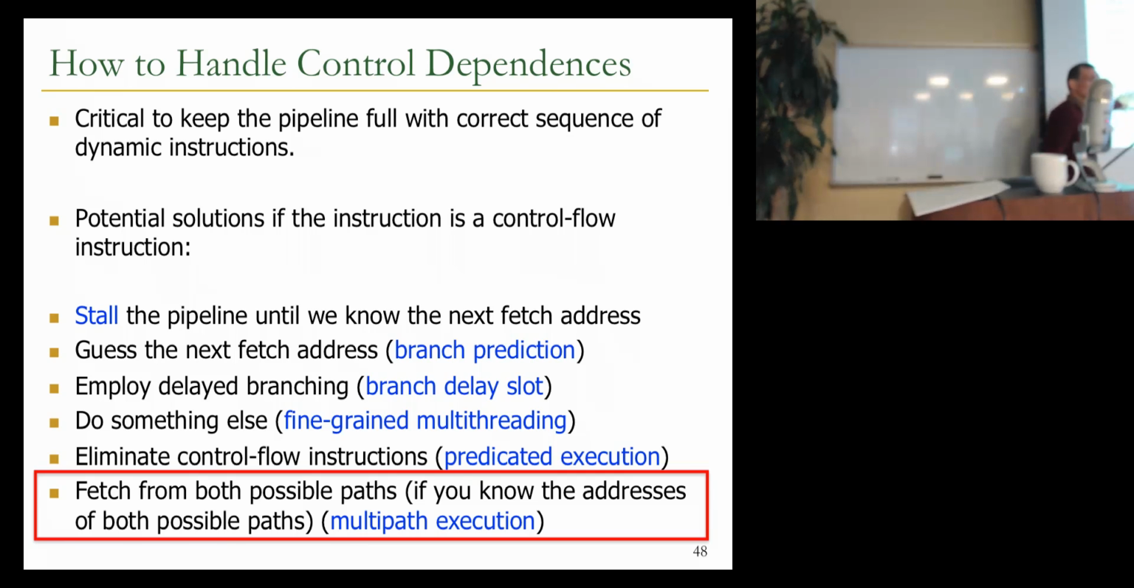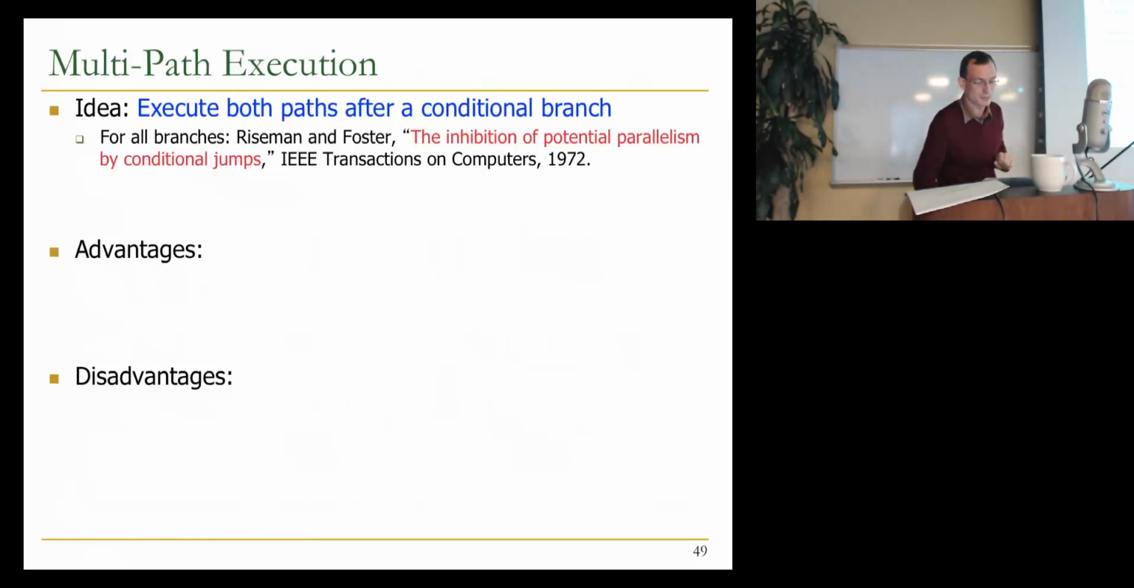This is the last thing I'll cover in branch handling, and this is the idea of fetching from both possible paths. It's called multipath execution. Well, the idea is simple: execute both paths after a conditional branch. This is a paper that actually analyzed it theoretically. What if you do it for every single branch in the program?